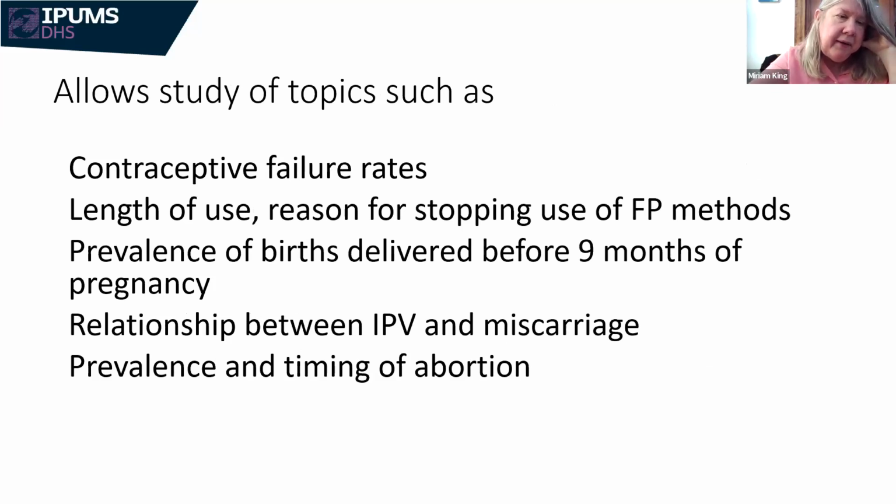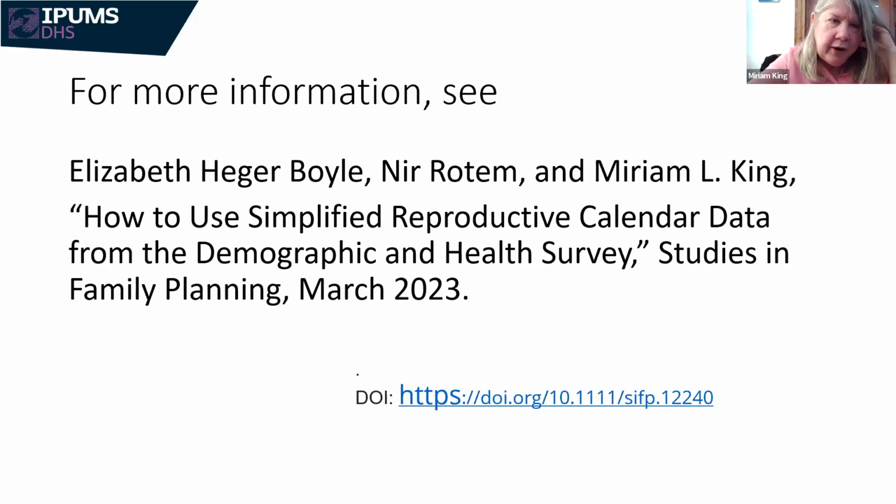These data allow you to study things like contraceptive failure rates, early births, relationship between something like intimate partner violence or women's education or family wealth and the prevalence of miscarriage or use of contraception or use of abortion and so on. If you're interested in studying that, I'll refer you to an article by Liz Boyle, Nerotim, and I in Studies in Family Planning 2023.